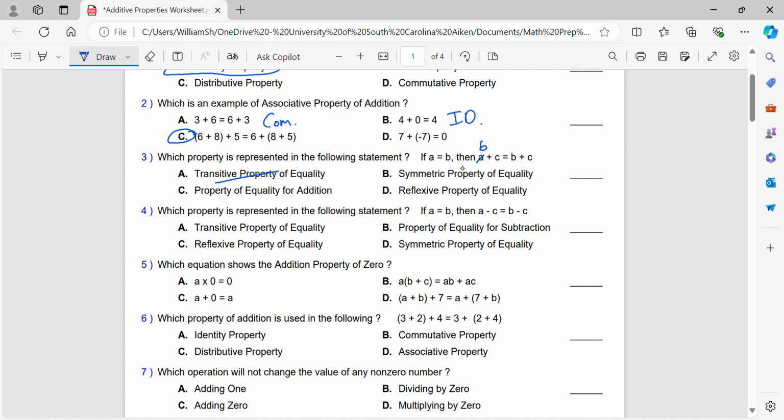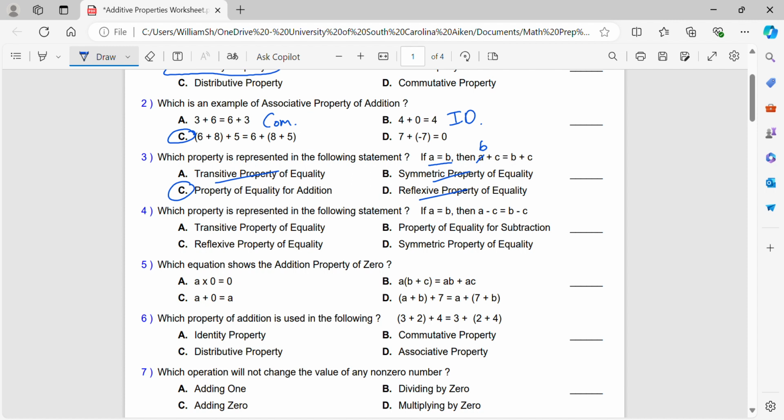Transitive, no. Symmetric, no. Reflexive, no. All we're really looking at here is the property of equality for addition. Basically, if you've got something, it's going to be equal to itself. Here, because these two are the same, this renders the same exact statement. 3 is always going to equal 3. 5 is always going to equal 5. B plus C is always going to equal B plus C.